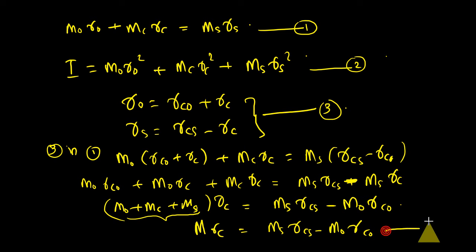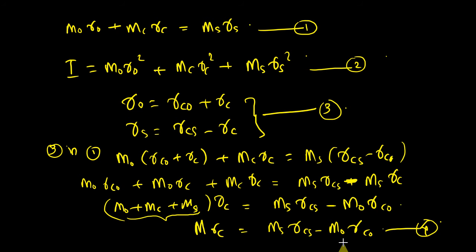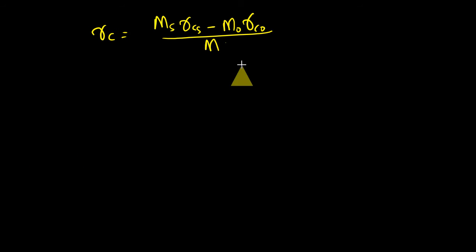Okay, so this is a new equation. Let me call this equation number 4. And from this one, I can get an expression for RC. Therefore, RC is equal to MS RCS minus MO RCO divided by capital M from the previous equation. So that is RC. Let me call this equation number 5.